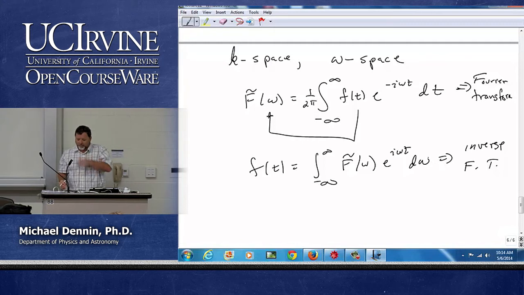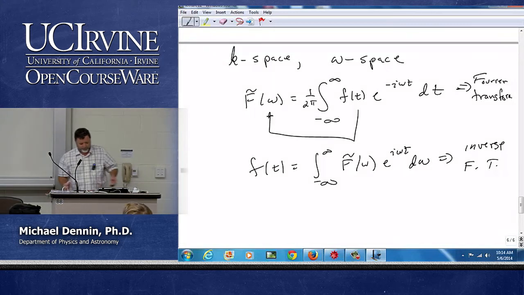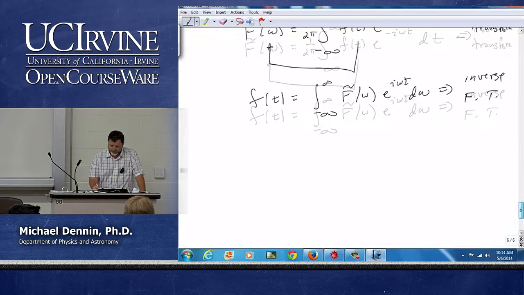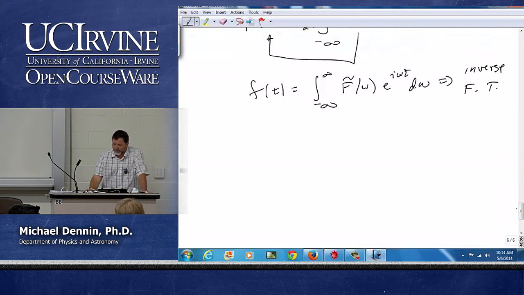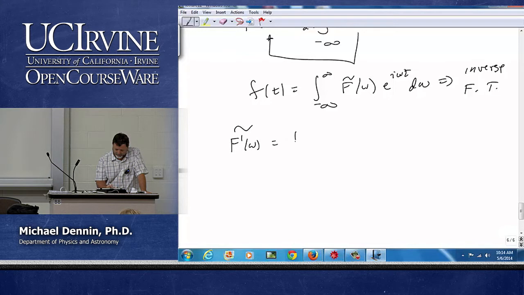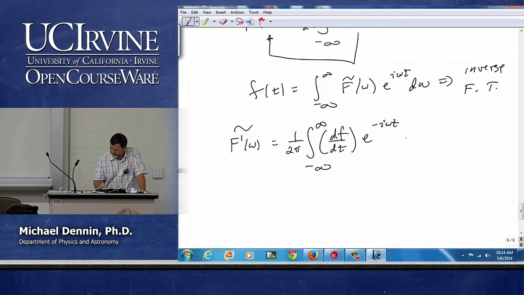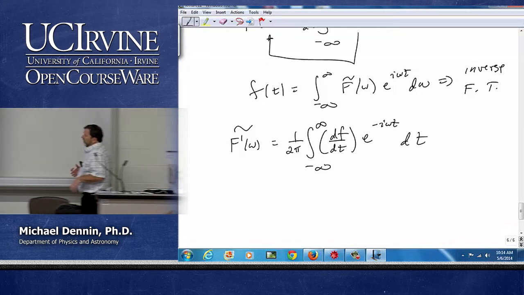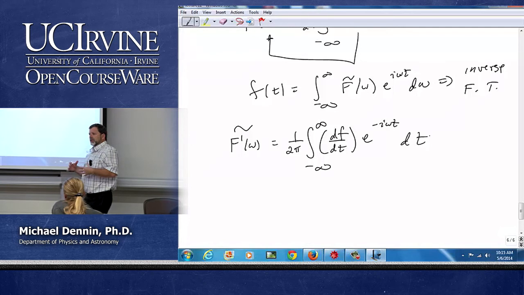Now, why is this so powerful? Well, if I'm going to consider the Fourier transform of f prime, which is a little tricky to write, what I'm considering is df dt times e to the minus i omega t dt. If I want to compute what that is, what do you think I'm going to do?